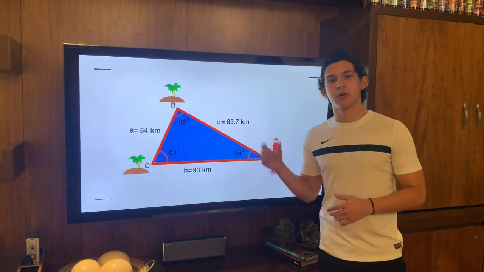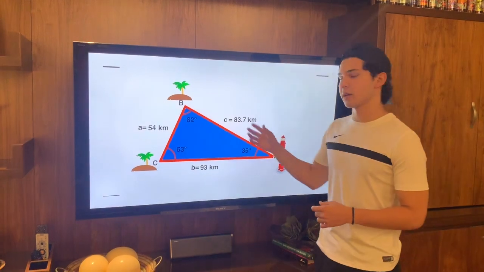We already finished our oblique triangle application. We can see all the sides and angles answered.